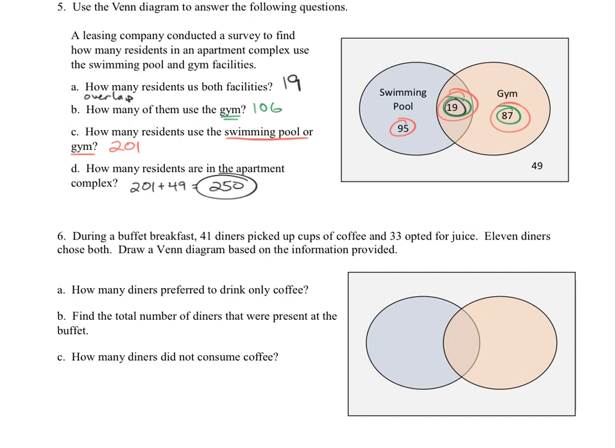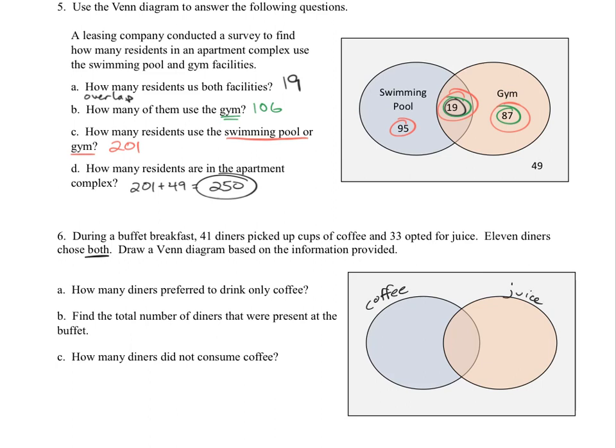It says, during a buffet breakfast, 41 diners picked up cups of coffee and 33 opted for juice. 11 diners chose both. Draw a Venn diagram based on the information provided. Now, in order to draw this Venn diagram, it is easiest, in fact, it should be your first step to start out with the both. Both what? Well, it looks like our diners had a choice from either coffee or juice. So that's what our bubbles will contain. People who chose coffee and people who chose juice.